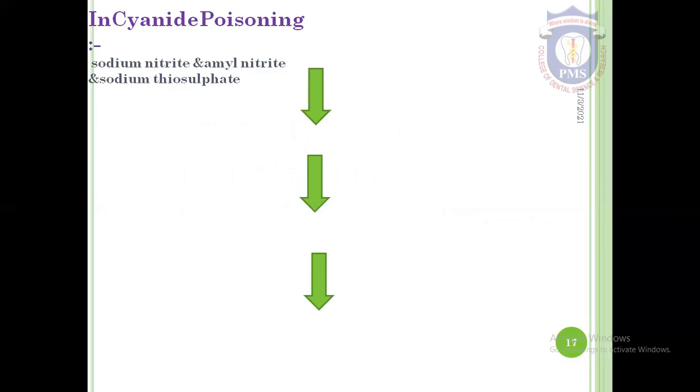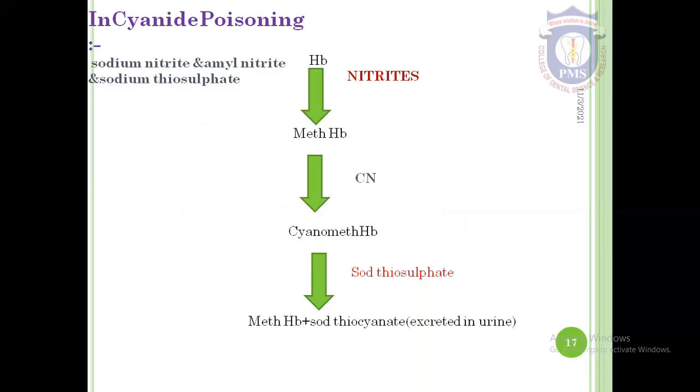In case of cyanide poisoning, the hemoglobin is converted to methemoglobin, and in presence of cyanide, it is converted to cyanomethemoglobin. In presence of sodium thiosulfate, methemoglobin and sodium thiocyanate are produced, and it can be easily excreted in urine.